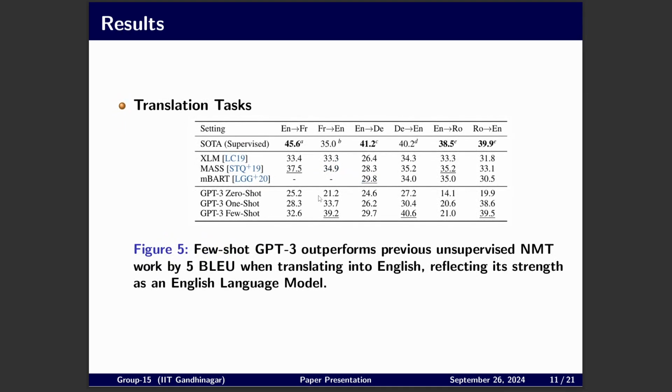The third one is translation tasks. The authors noticed that there was a significant skew in performance based on the direction of translation. Moving from English to another language, GPT-3 did not perform as well, but moving from another language to English, GPT-3 performed quite well. One reason for that might be that the vocabulary that they used for GPT-3 consisted mainly of English words.